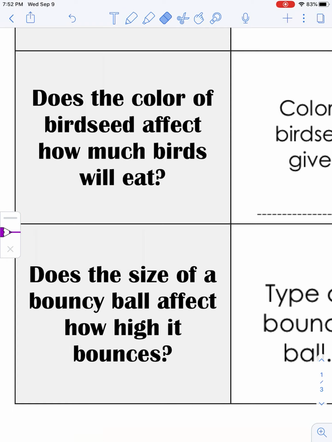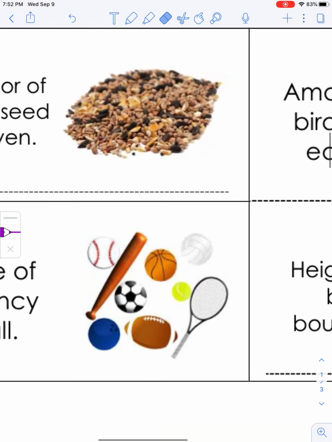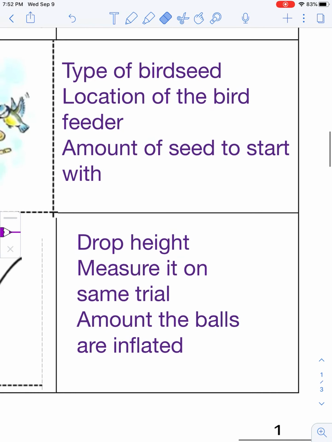All right, let's take a look at our very last one. Does the size of a bouncy ball affect how high it bounces? So what are we changing? It will be the size of the bouncy ball. What we are measuring will be the height the ball bounced. So what do we have to keep the same?